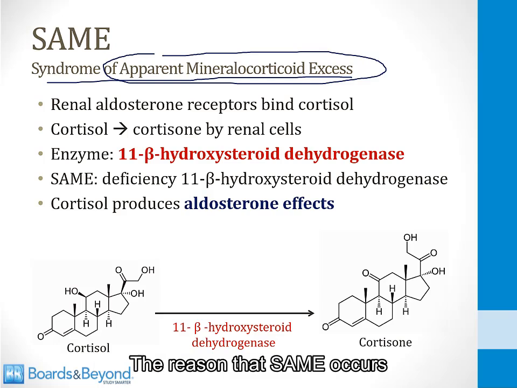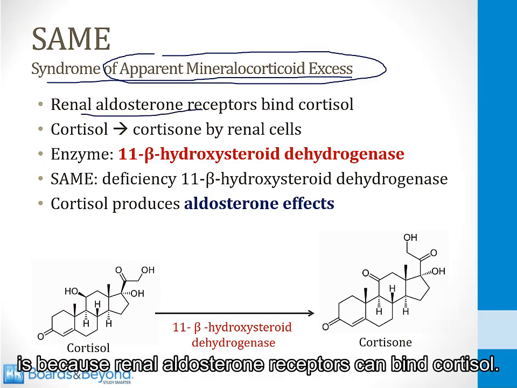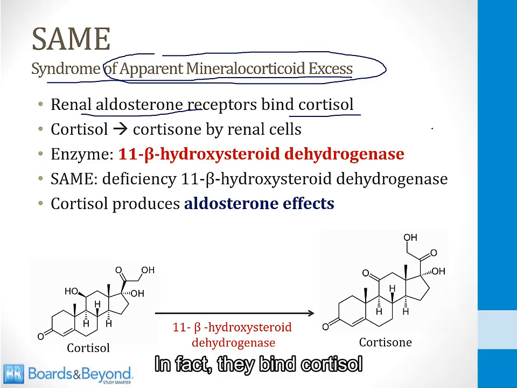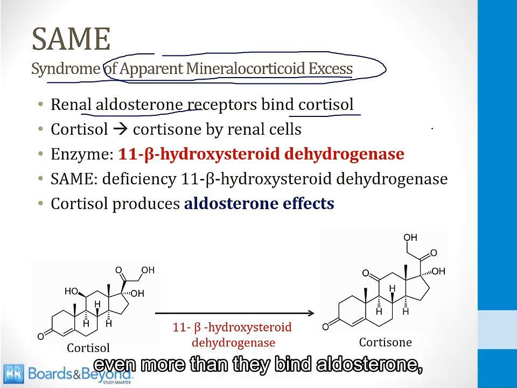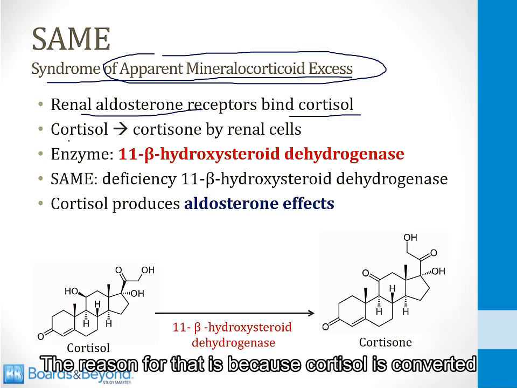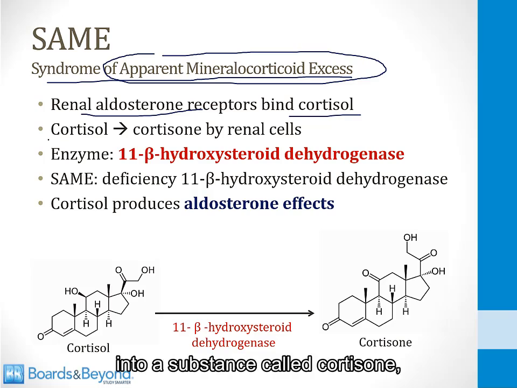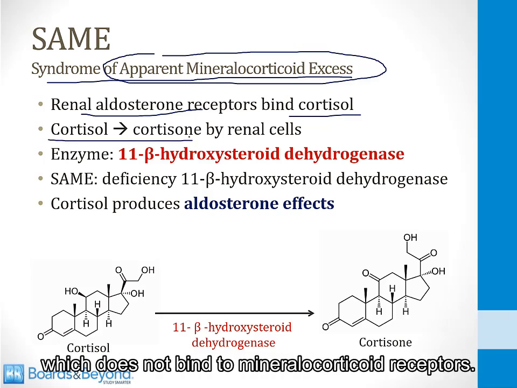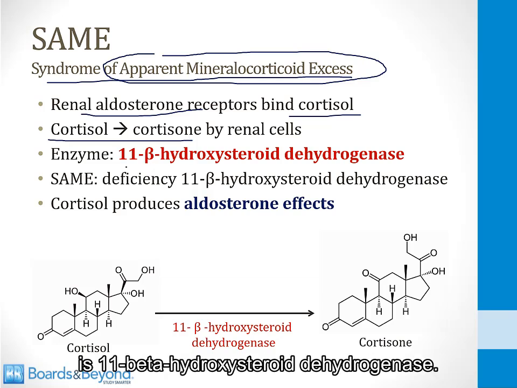The reason that SAME occurs is because renal aldosterone receptors can bind cortisol. In fact, they bind cortisol even more than they bind aldosterone, but normally cortisol has no effect in the kidneys. The reason for that is because cortisol is converted into a substance called cortisone, which does not bind to mineralocorticoid receptors. The enzyme that does this is 11-beta-hydroxysteroid dehydrogenase.